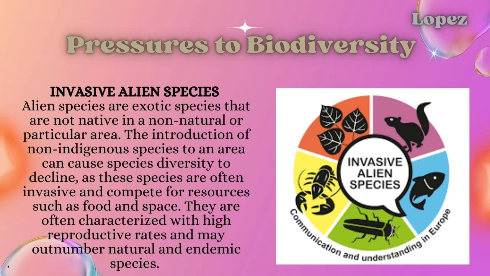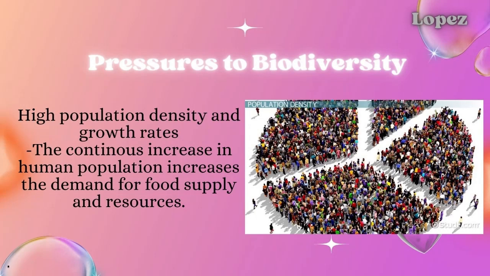For example, invasive plants like kudzu or water hyacinth can form dense monocultures, displacing native vegetation and reducing habitat sustainability for other species. High population density and growth rates exert significant pressure on biodiversity, posing threats to ecosystems, species, and natural resources upon which human societies depend. As the human population expands and urbanizes, it consumes more resources, encroaches upon natural habitats, and intensifies environmental degradation, leading to profound consequences for biodiversity.